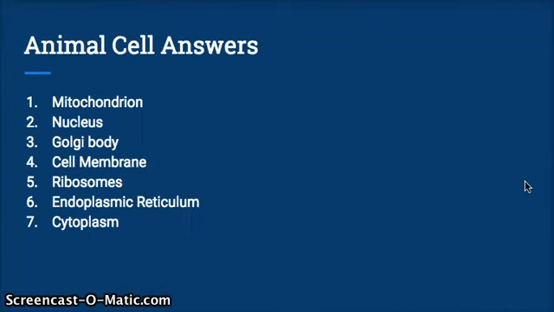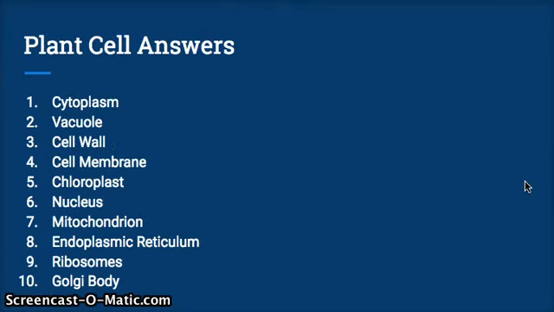Alright, so now that you've labeled the animal cell, go ahead and check your answers, and with a different color on your screen or with a different color pen, go ahead and correct your answers so I know which ones you got right and which ones you got wrong. This is not going to count off for you, I just need to know which ones you got right and wrong, so I know what we need to work on. And go ahead and do the same thing with the plant cell answers.